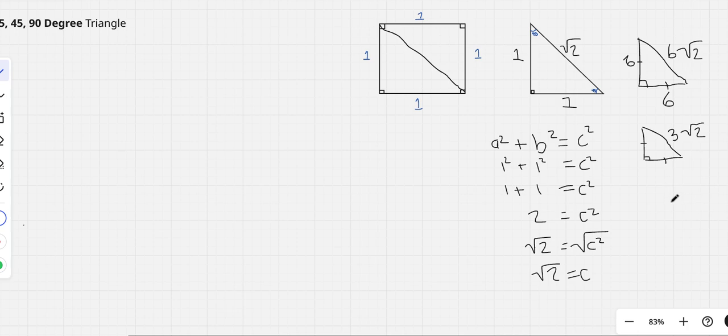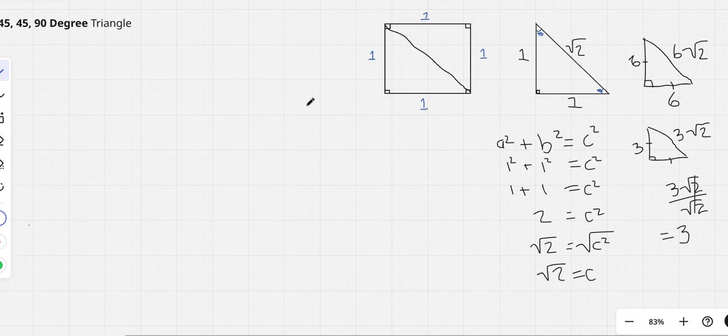To find this missing leg, we would divide by the square root of 2. So 3 square root of 2 over the square root of 2 would simply just be equal to 3. So the missing leg will be equal to 3. If we have the hypotenuse, then we divide by the square root of 2. If we do not have the hypotenuse, then we multiply by the square root of 2.